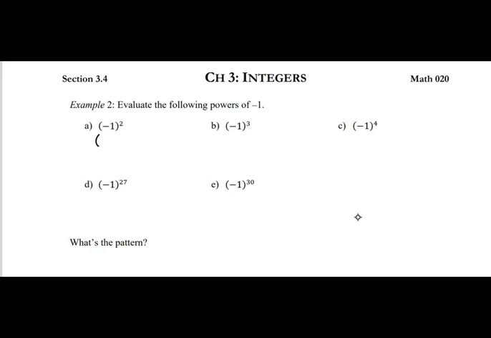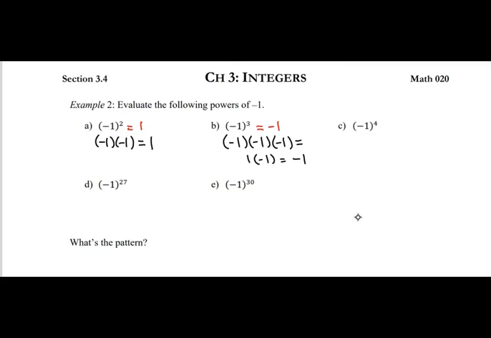Negative 1 squared means negative 1 times negative 1, which will give me positive 1. Negative 1 to the power 3 means negative 1 times negative 1 times negative 1, 3 times. All right, so negative 1 times negative 1 gives me positive 1, times negative 1 will give me negative 1. So here, let's go ahead and write those answers. So it's going to be 1. It's going to be negative 1. So let's go ahead and move on to part C.